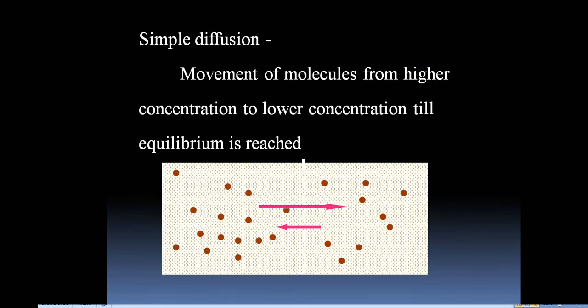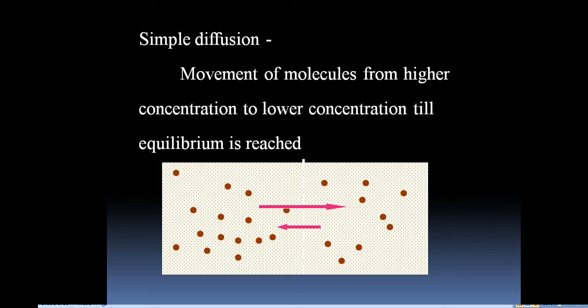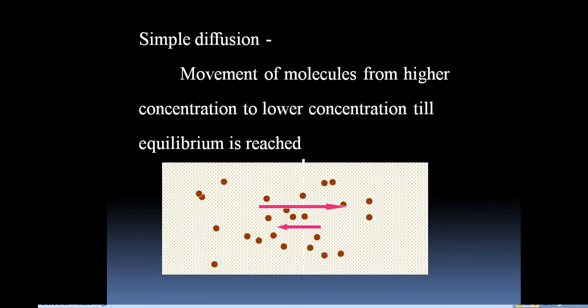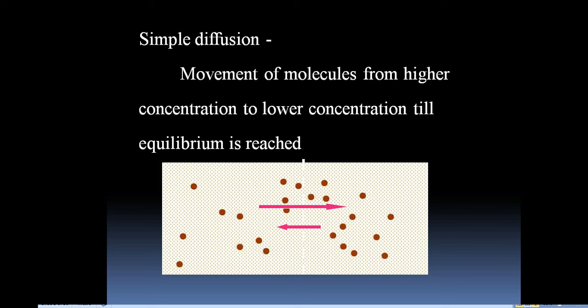When we see the first part of transport, that is passive transport, we already saw it is divided into simple diffusion and facilitated diffusion. Now, what occurs exactly in simple diffusion? It is nothing but the movement of molecules from higher concentration to lower concentration till equilibrium is reached. This movement is observed from higher concentration towards lower concentration, and it is continuous until equilibrium is reached. This is simple diffusion.